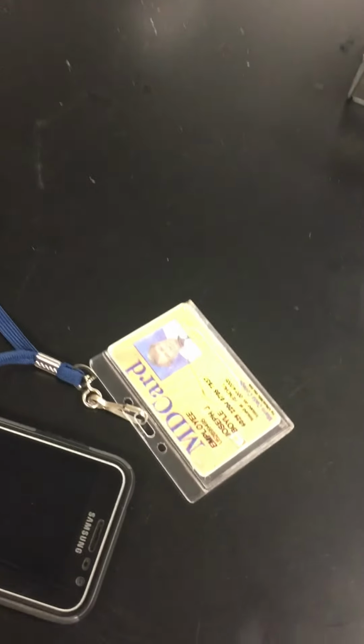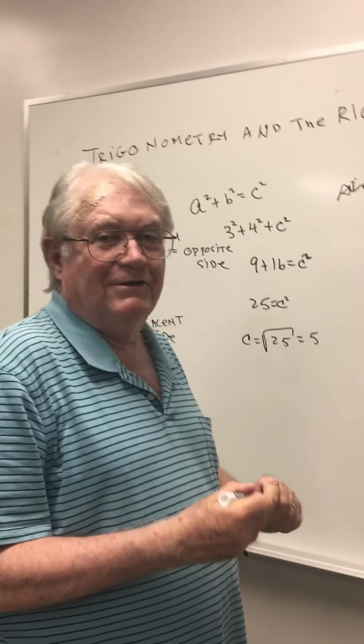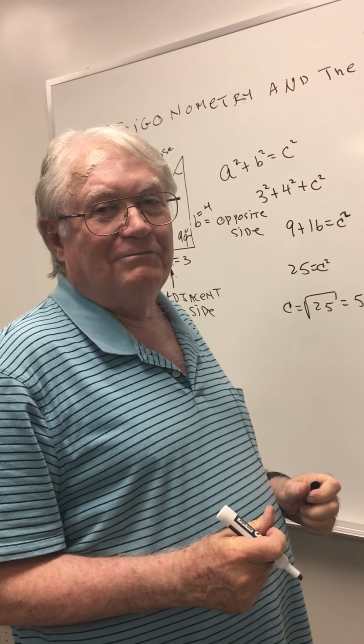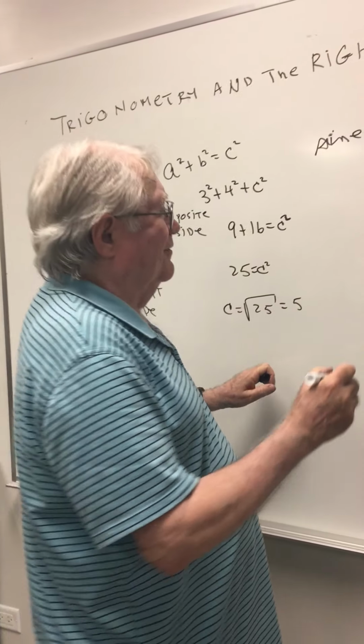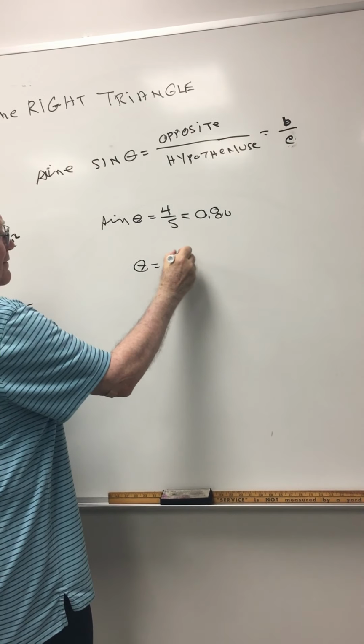Fortunately for me, I can do a lot of things without a calculator, and that's embarrassing. That's okay, you can laugh. It's fine. We laugh together. Sometimes we don't really laugh at each other, we just laugh together. So this angle comes out to be 53 degrees.